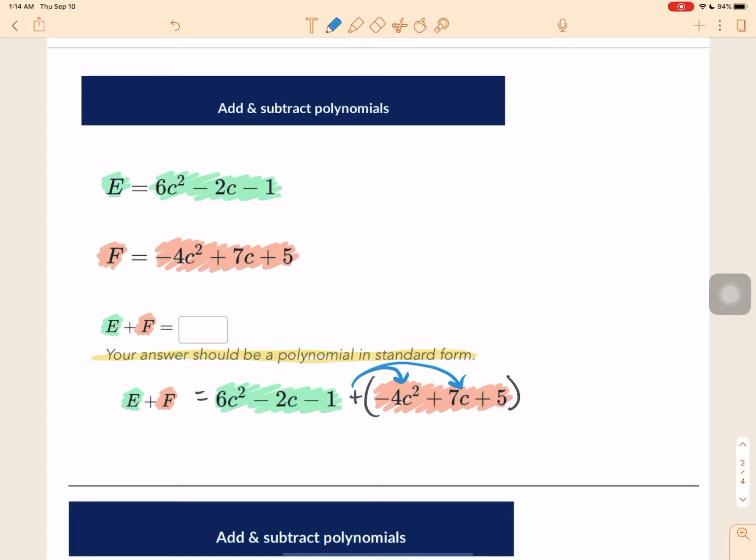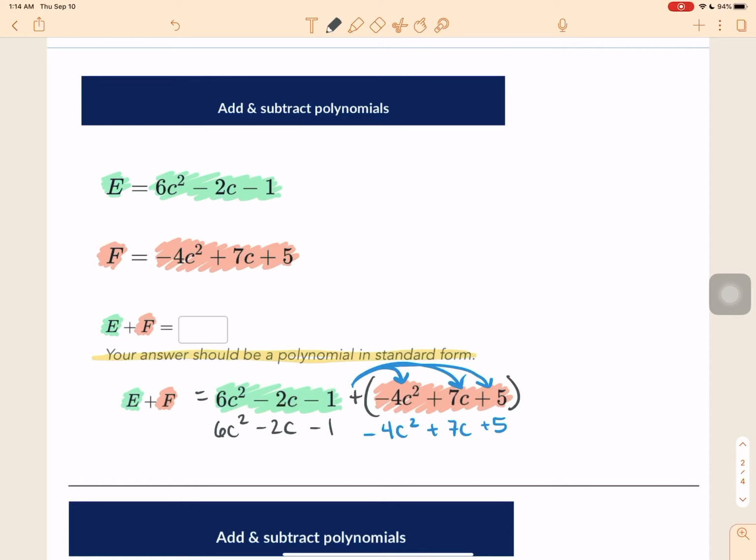The thing with distributing a positive is that nothing changes, right? So this is still going to just be a positive times a negative 4c squared, which is just minus 4c squared. And then positive 7c and then positive 5. So they stay the exact same. Then this one is still just 6c squared minus 2c minus 1.